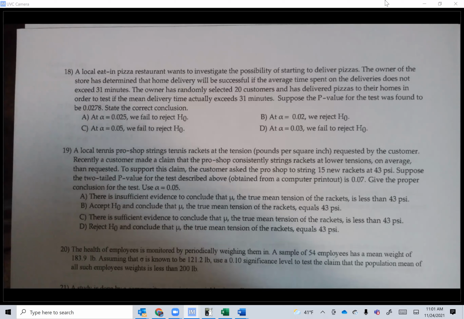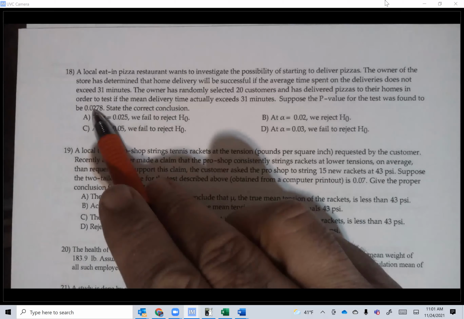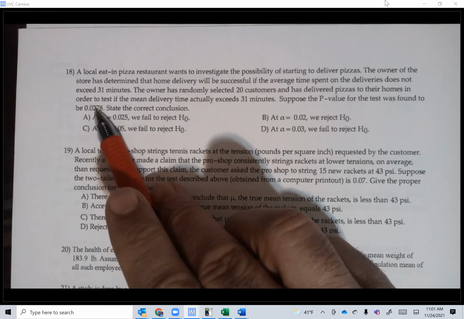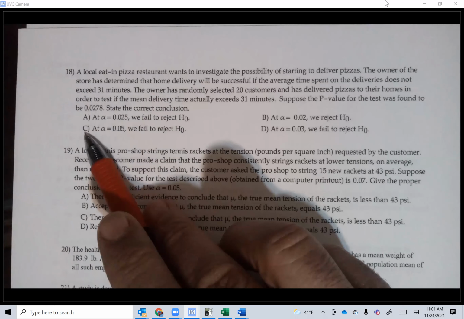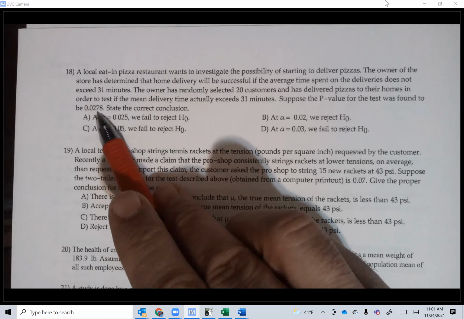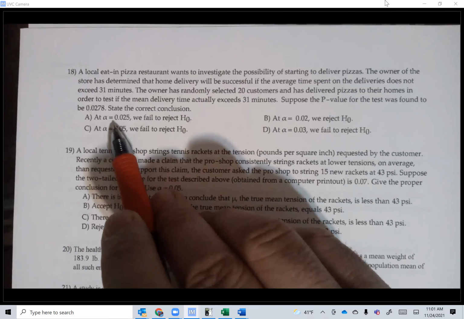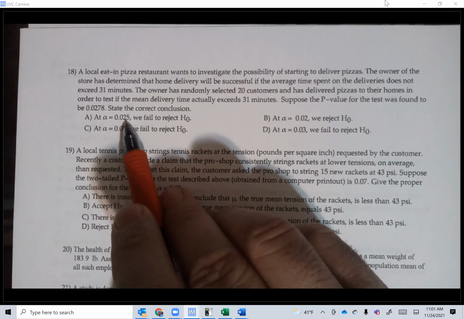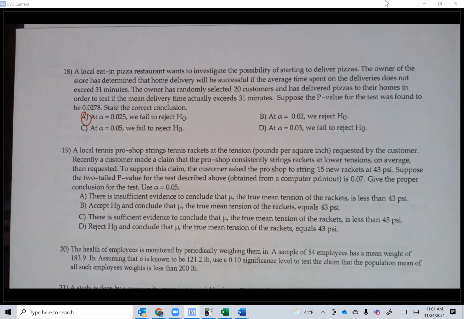State the correct conclusion. So guys, this should be a very easy question. He wants to compare this p-value with this alpha. If the p-value is less than alpha, we reject H0. If it is bigger than alpha, we fail to reject H0. So if alpha is 0.025, do you guys agree with me that 0.0278 is bigger than alpha? So we fail to reject H0. So that is true here. 0.0278 is bigger than 0.025. That means we fail to reject H0. Okay, so that's the correct answer. Turns out to be A.